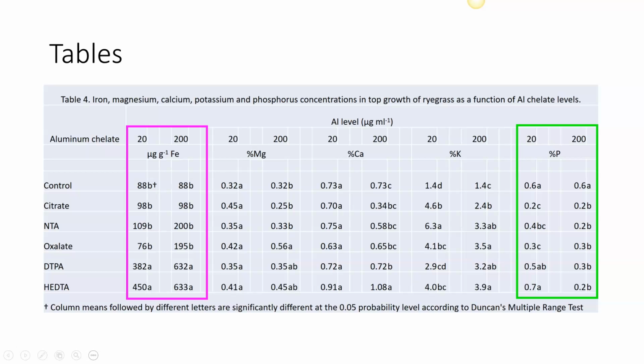Therefore, there are 3 main effects. 1. Chelate treatment increased nutrient content, iron and potassium. 2. Chelate treatment had minor effects on nutrient content, magnesium and calcium. And 3. Chelate treatment suppressed nutrient content, phosphorus. There is no need to show the data of no change, just mention it. This is more time effective.